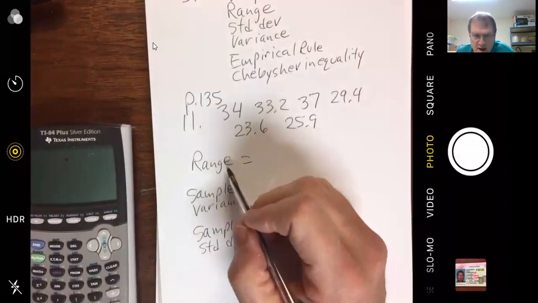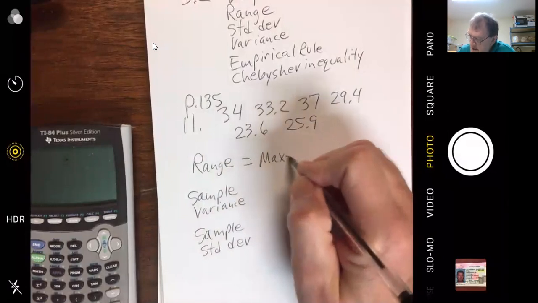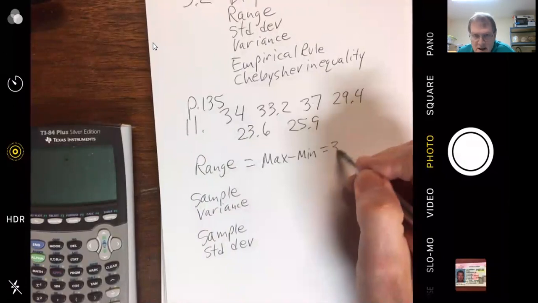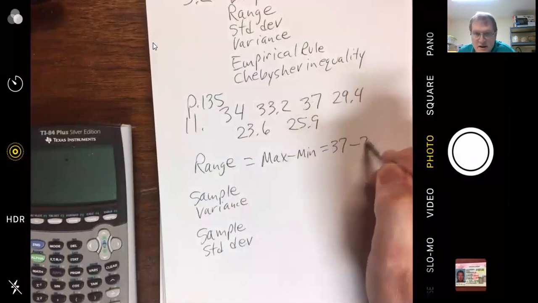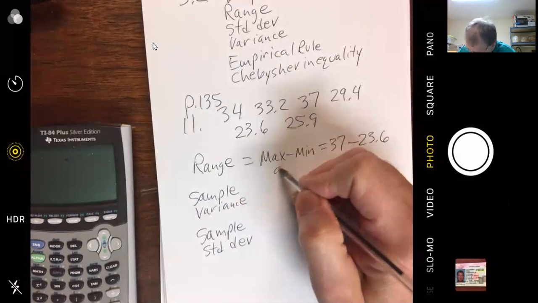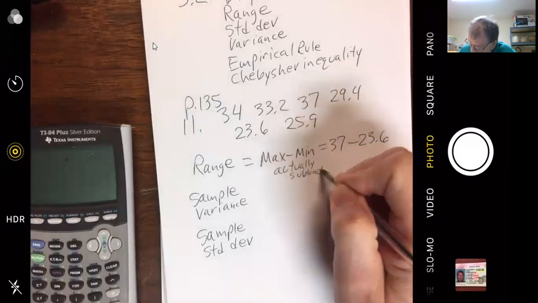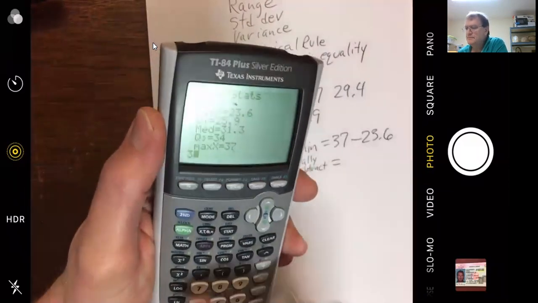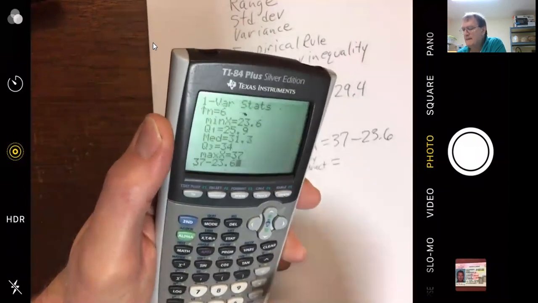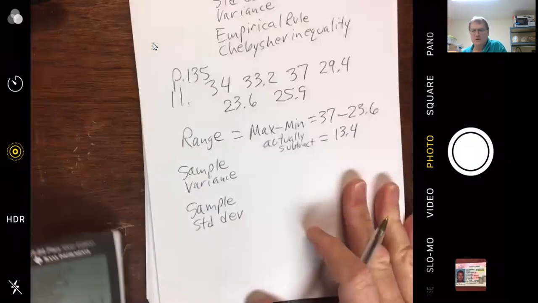Did we get across? You can't do the range directly on the calculator. You want max minus min. The highest number here looks like a 37, and the lowest number looks like 23.6. And you want to actually subtract. We don't mean just spot the two ends. You want one single number. Any questions about that?